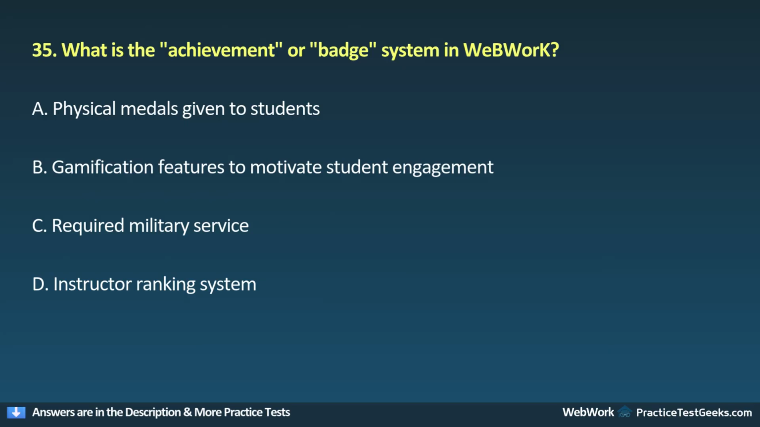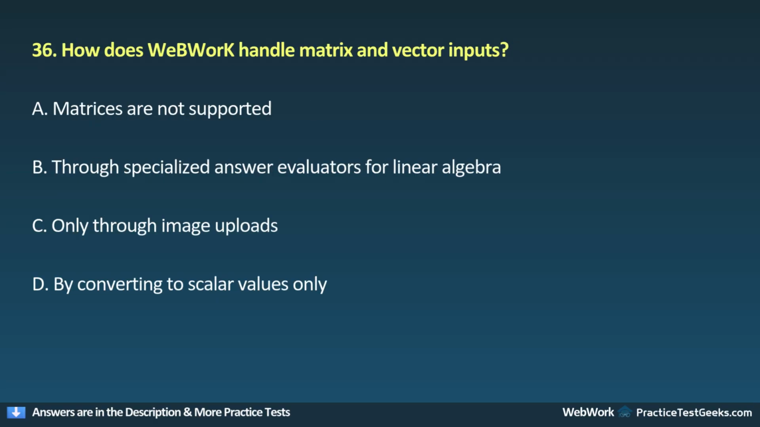35. What is the achievement or badge system in WeBWorK? A. Physical medals given to students. B. Gamification features to motivate student engagement. C. Required military service. D. Instructor ranking system.